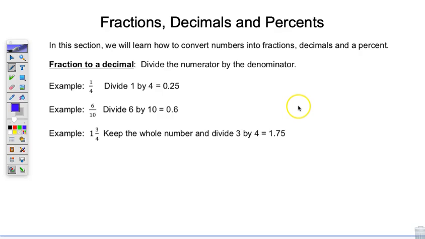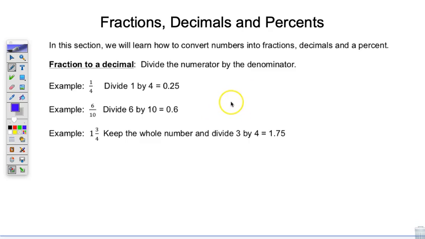Today's lesson is on fractions, decimals, and percents. In this section, we will learn how to convert numbers into fractions, decimals, and percents, and vice versa. In the first example, we are converting a fraction to a decimal. This means we will need to divide the numerator by the denominator.